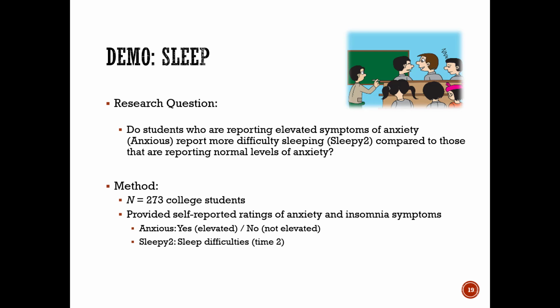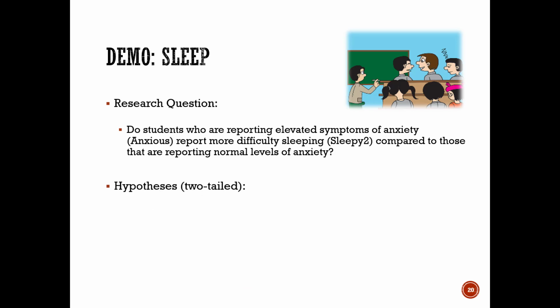First of all, the variable anxious categorized the students into groups that said, yes, I have elevated anxiety, and no, I do not have elevated anxiety. Then there's also the variable sleep 2, which is sleep difficulties measured at time 2, the second time point. So here is the independent variable, which is a categorical variable with 2 levels. And here is the dependent variable, which is a continuous variable that you're comparing those 2 groups on, anxious and not anxious.